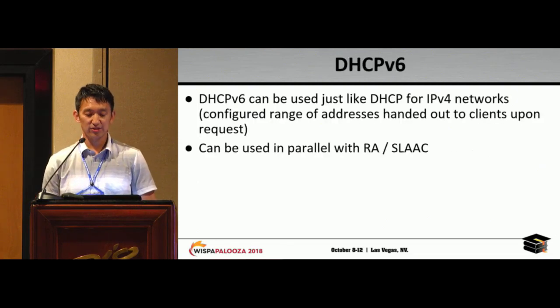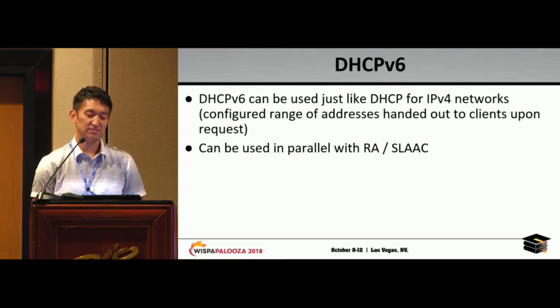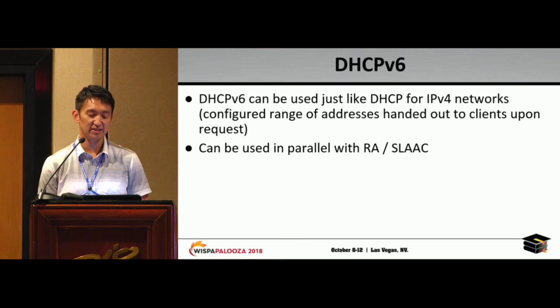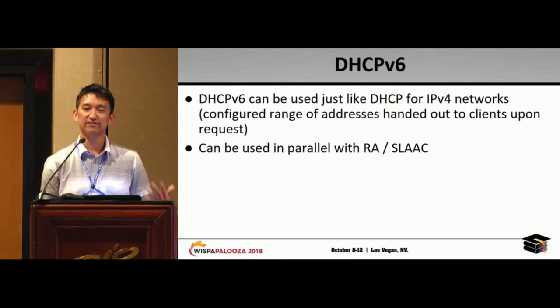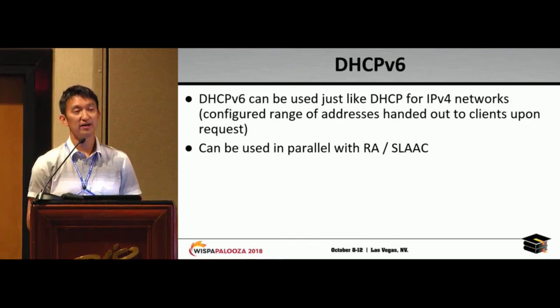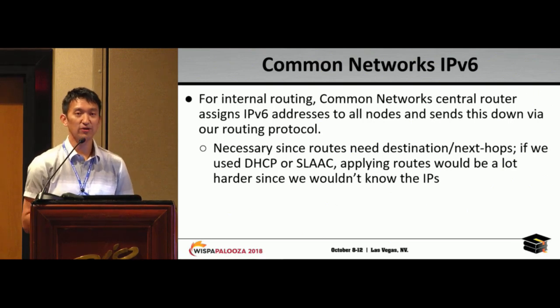Okay, and then a quick note on DHCPv6. DHCPv6 is used basically just like DHCP for IPv4 address for networks. You can configure the range that you want clients to get from your DHCP server, et cetera. And actually, it can be used in parallel, which is what we do.